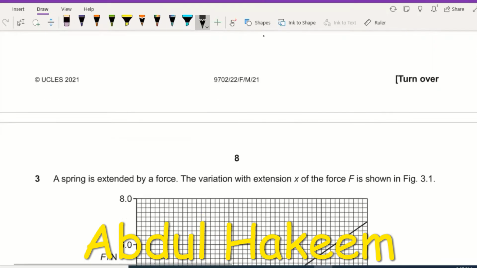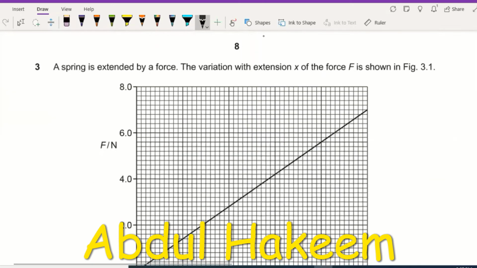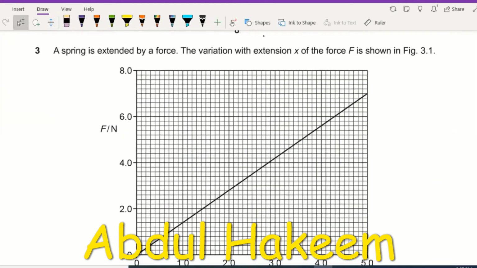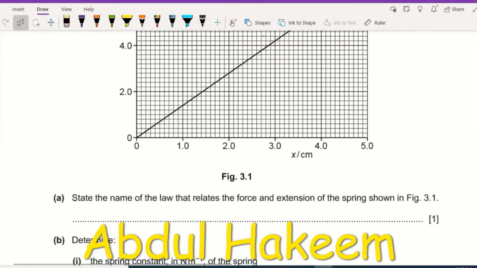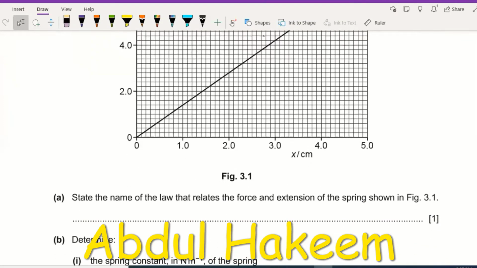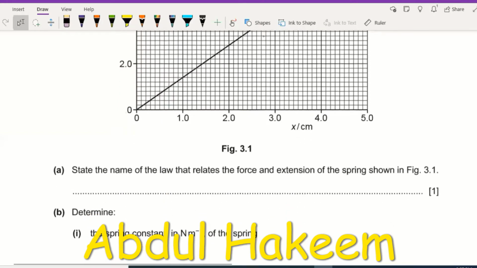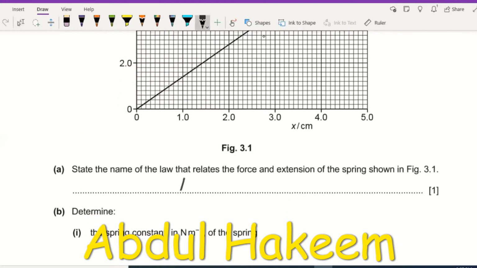Now the next question is, a spring is extended by a force. The variation with extension x of the force is shown in the figure. This is a graph, force and extension graph. State the name of the law that relates the force and extension of the spring shown in the figure. So definitely this is Hooke's law.